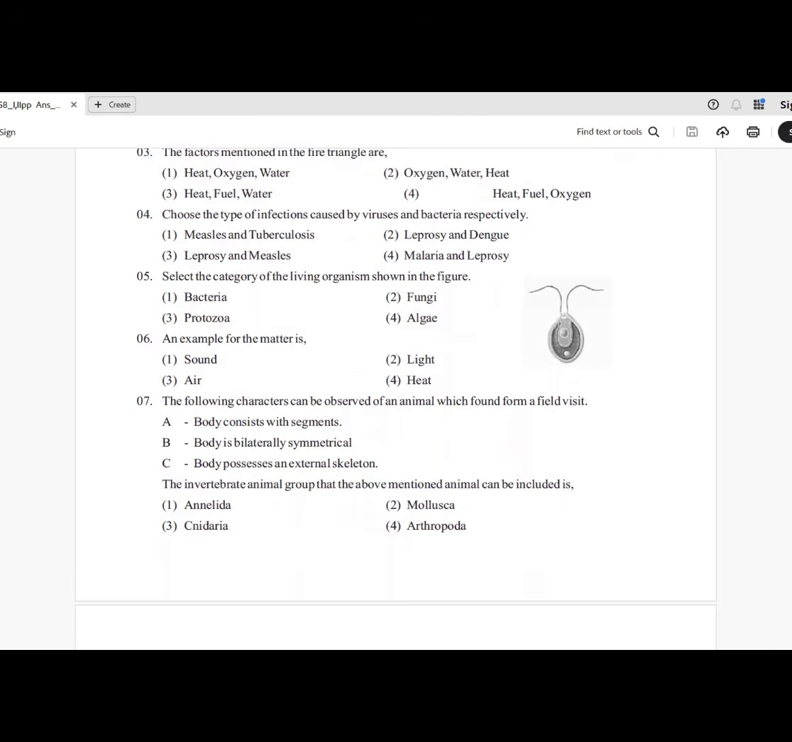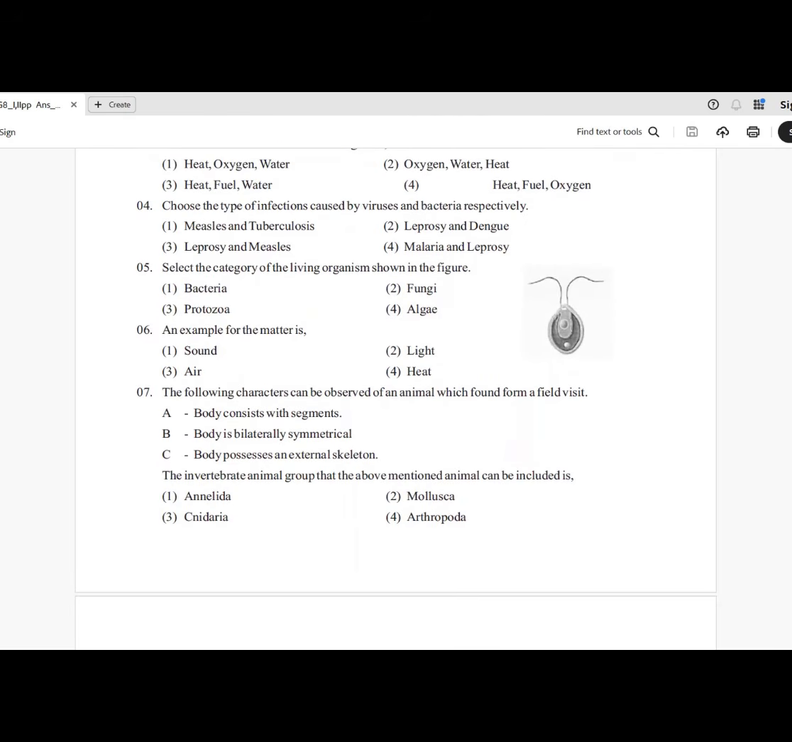Question number 5. Select the category of the living organism shown in the figure. Bacteria, fungi, protozoa, algae. Answer number 4, algae. Sixth one. An example for matter is sound, light, air, heat. From them, answer 3, air is the matter given here. Matter is anything that has mass and takes up space. Air is matter, while sound, light and heat are forms of energy.